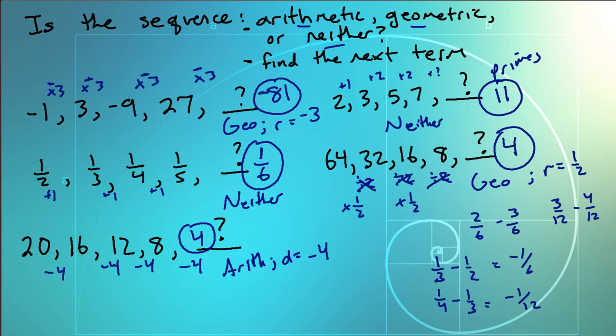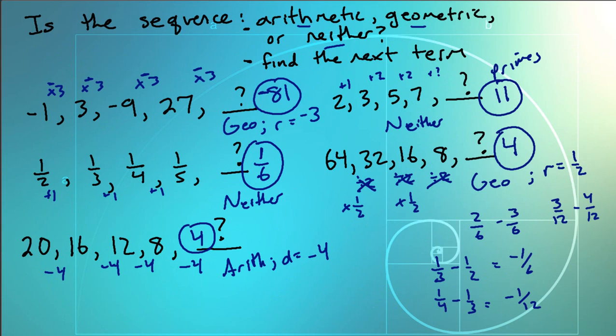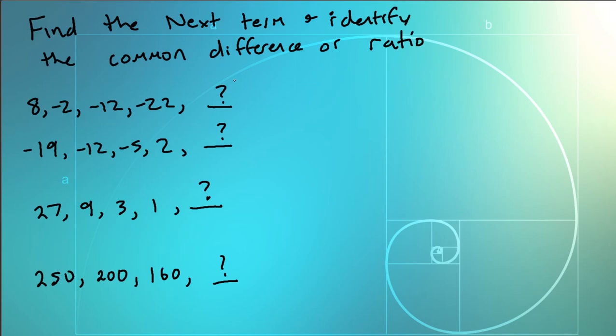All right, good. Almost done. Or am I done? I think I'm done. Yep, definitely. Nope, one more. All right, more practice, same thing. Okay, so find the next term and identify the common difference or ratio. So we've already been doing that.